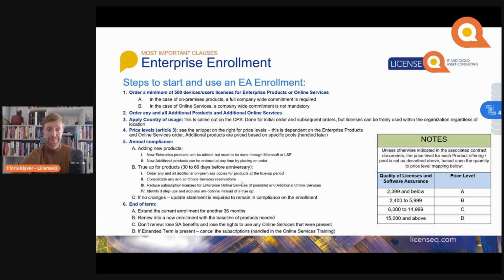Then price levels. See the snippet on the right. It states the different price levels that Microsoft has. So you have an organization that is under 2,400 users or devices. Then you are in price level A, and if you are a company with 15,000 or more licenses, then you're in price level D. Now, the rule of thumb here is that between price levels, there's a 6% difference on on-premises products and about a 3% difference on cloud subscriptions.